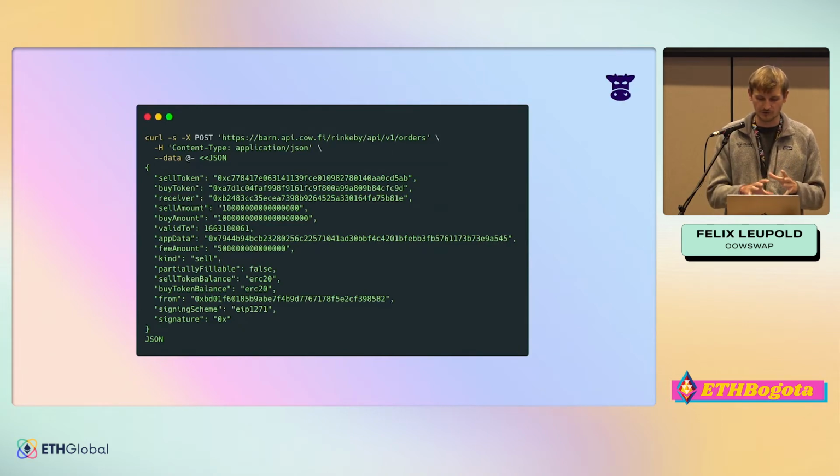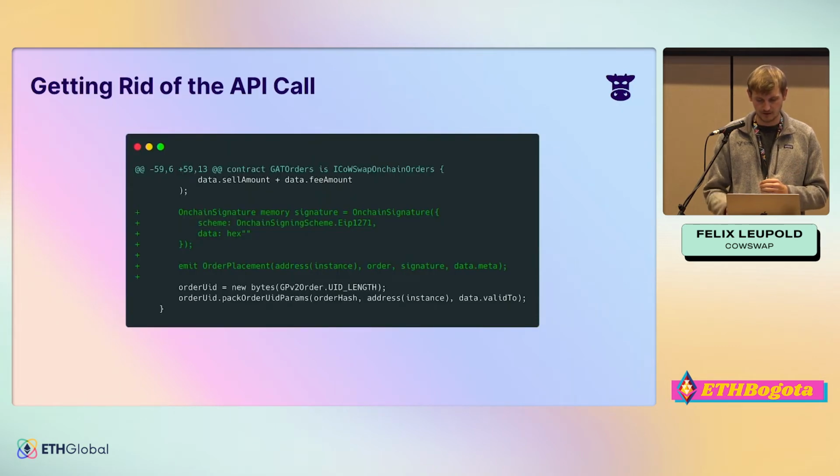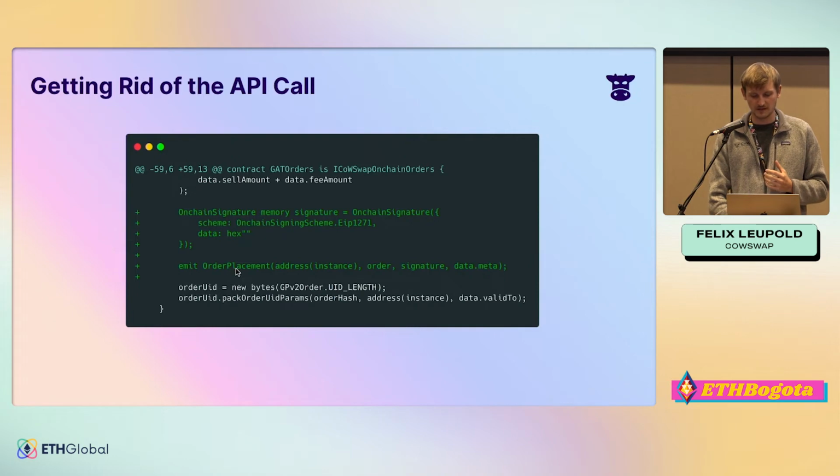We are working towards making this step obsolete and just having an event emitted inside the smart contract that our backend can automatically pick up. But right now, you still need to call our API. Here's how it will hopefully very soon look. You don't have to call our API anymore. You just emit an event, and our backend will automatically pick up that there's a new order in the system that needs to be tracked.